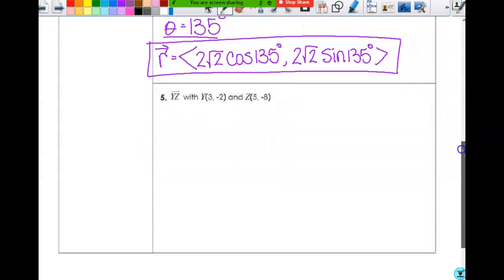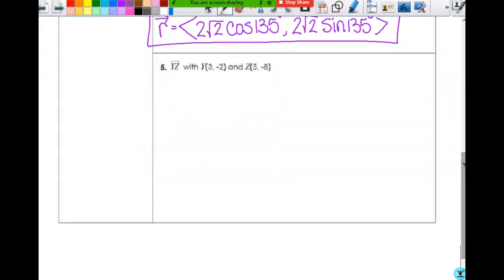Number 5, I've given the initial and the terminal points, but not the vector itself. I would like it in component form. So I think I'm going to take the vector YZ and put it in component form. What do I do to figure that out? Yes, x2 minus x1. I'm going to subtract, and I have to make sure it's Z minus Y. That's why it's x2 minus x1. Very good. So it's 5 minus 3. That'll give me 2. And then negative 8 minus a negative 2 gives me negative 6.